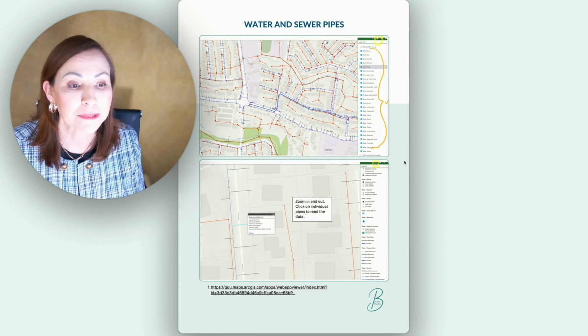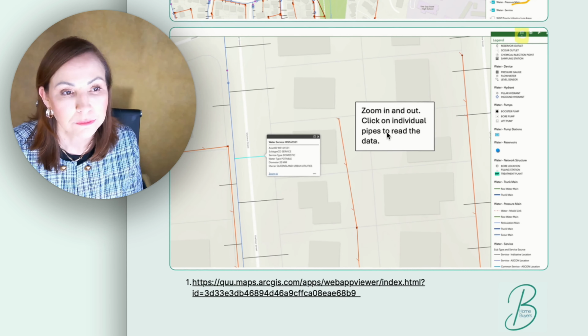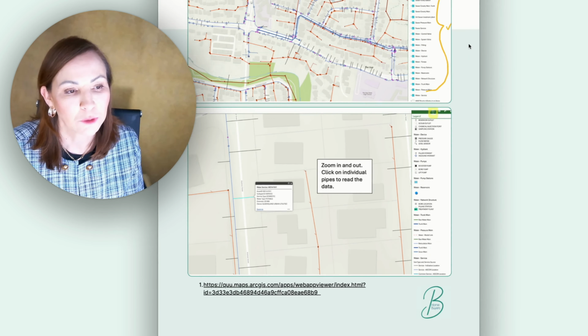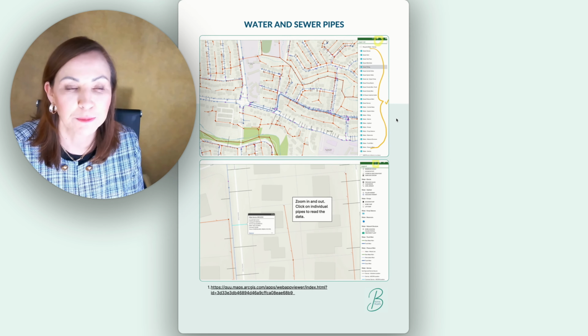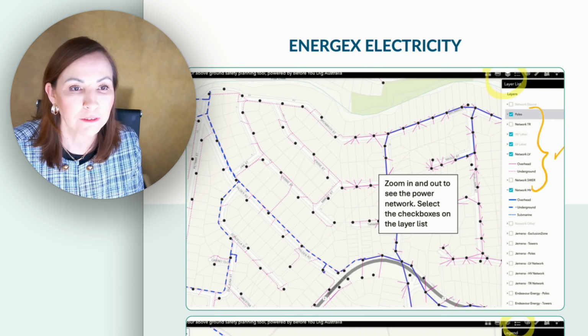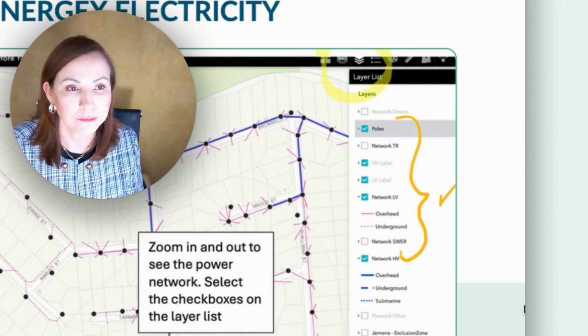Water and sewer pipes, how important. So the top one is a bit of a zoom out and then a zoom in, and you can just see, and there's a legend at the side. The legend's super helpful. What more can I say? Well, great information. Electricity, so you can see underground and overhead power lines. You can just tick the ones that you want to view. I recommend these ones, so I've already got them highlighted for you.